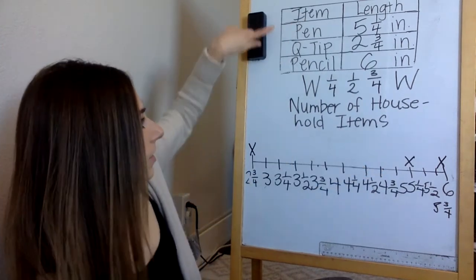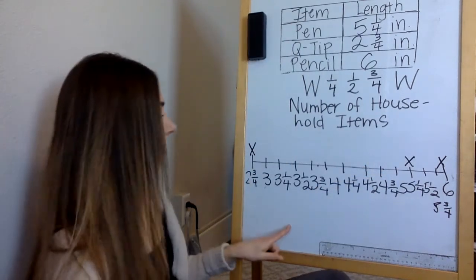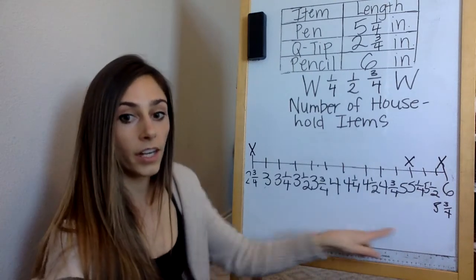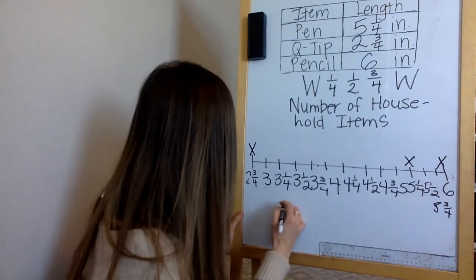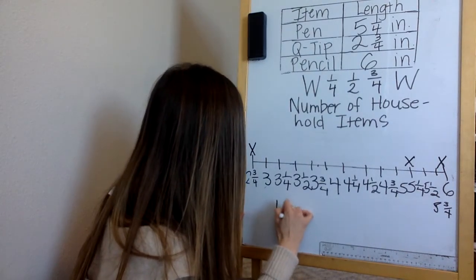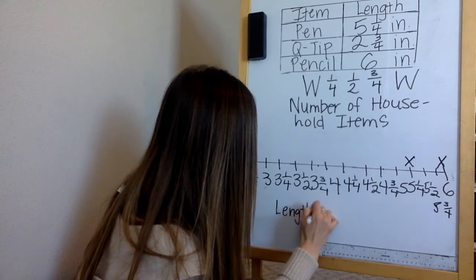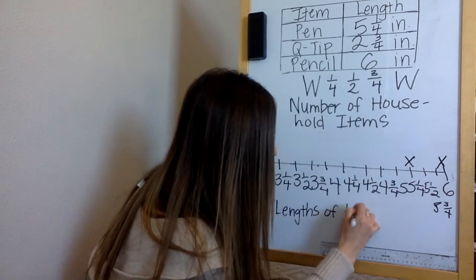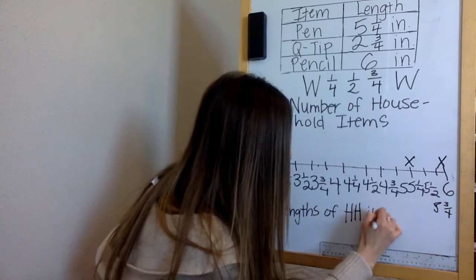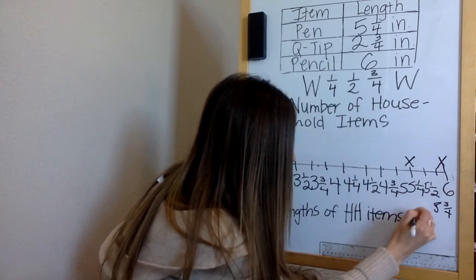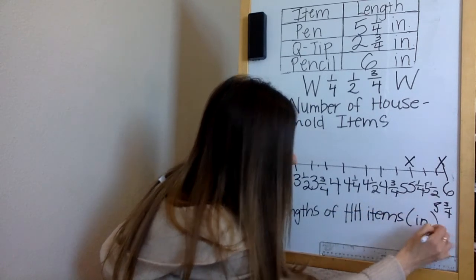Okay? You're going to have 10. I only had 3. What am I going to put down here? I need to label my scale. So it's going to be the lengths. I'm just going to put HH for household items. And I'm going to put in inches here.